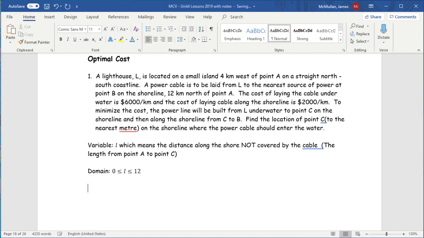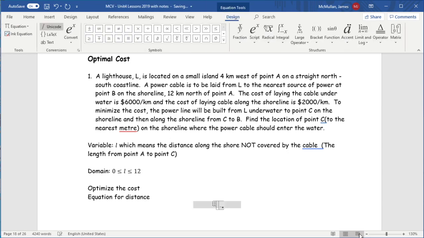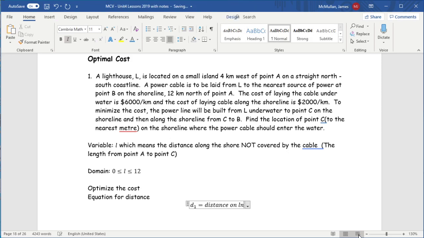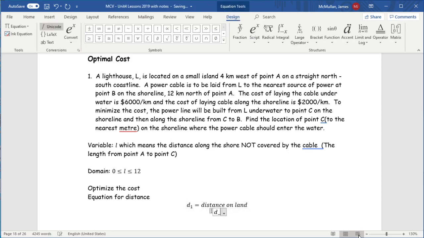Now, the equation, the distance to optimize. Ultimately I'm trying to optimize the cost, right? Before I get to the cost though, I need to find some equations for the distance. So, equation for distance. Okay, D1 we're going to say is the distance on land. D1 is really easy to find. D1 is simply equal to 12 minus L, right?